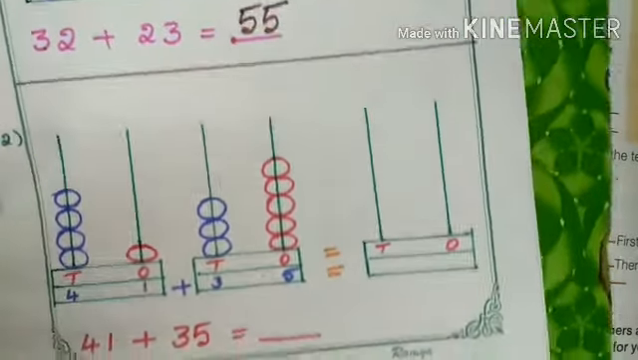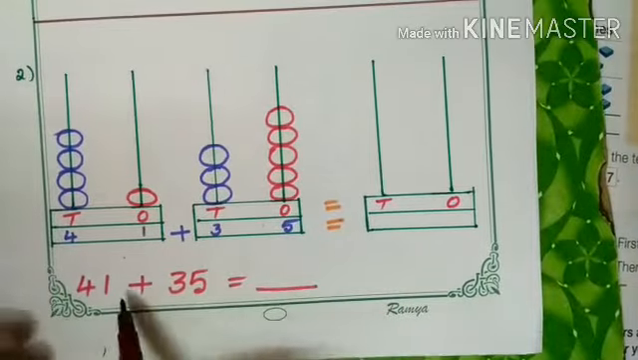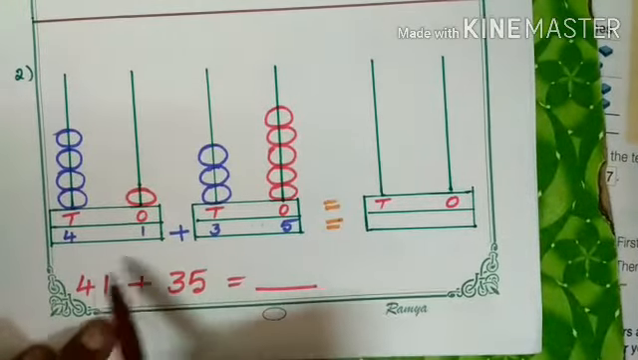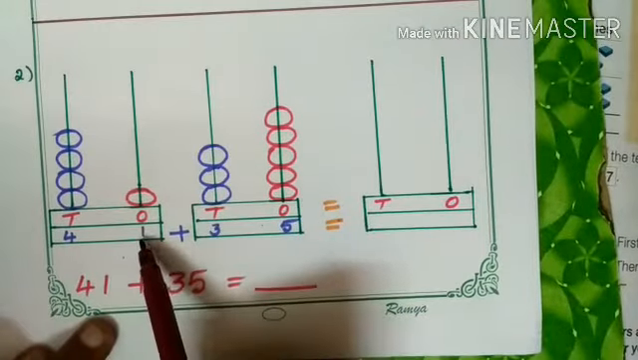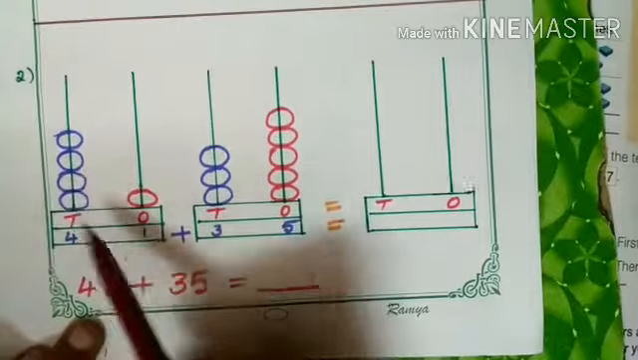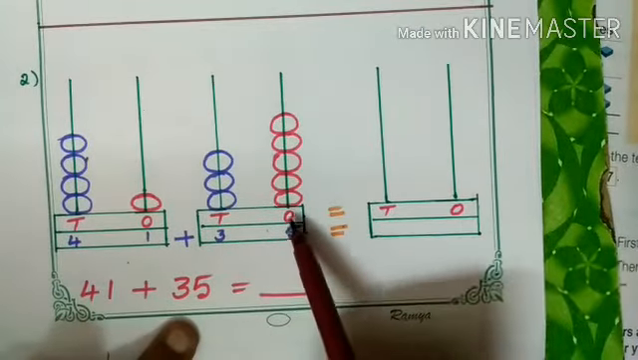41 plus 35. We should find out 41 plus 35. Here in the first spike, ones place we will write. Here only one bead is there. In this one 4 beads we have to write. 4 beads are there. Here 35 means in ones place we will write 5.